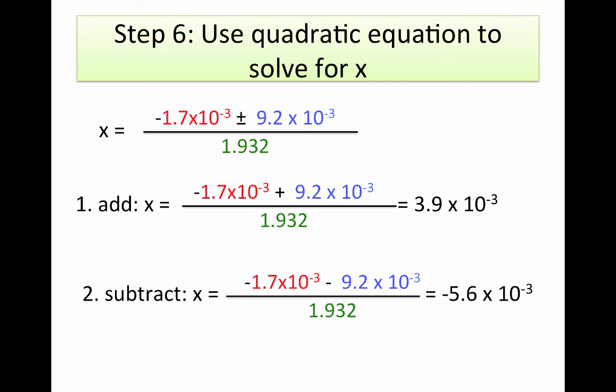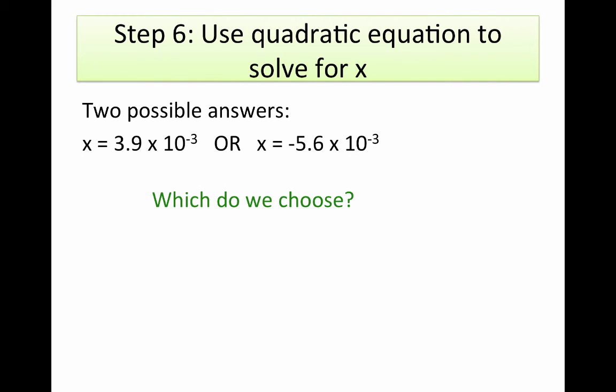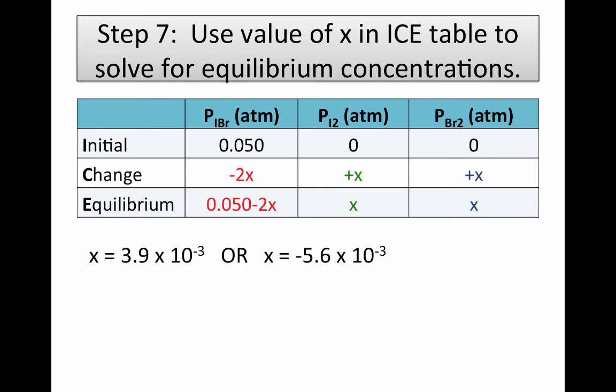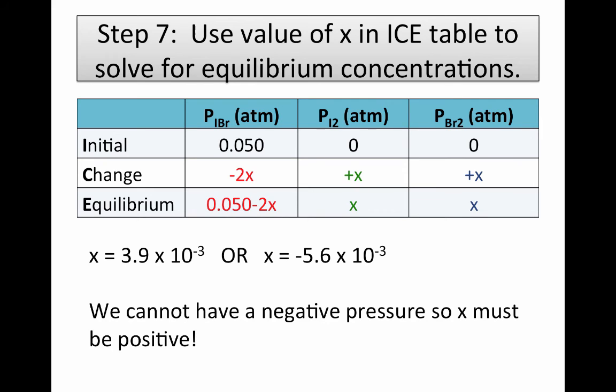And again, we're going to have two solutions, one where we add and one where we subtract. So you see that if we add, we're going to get 3.9 times 10 to the minus third. If you subtract, we get negative 5.6 times 10 to the minus third. You can see that even without looking at the ICE table, we have a value for x which is negative. So here are our values, and if you look at our equilibrium pressures for both iodine gas and bromine gas, if you use the value x equals minus 5.6 times 10 to the minus third, we're going to get negative pressures, and we cannot have negative pressure, so of course the x must be the positive value.